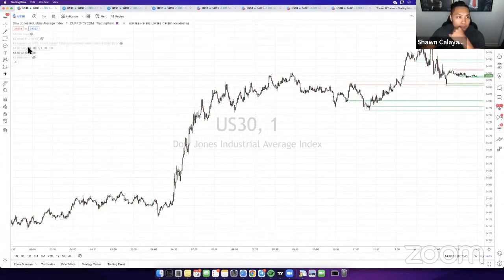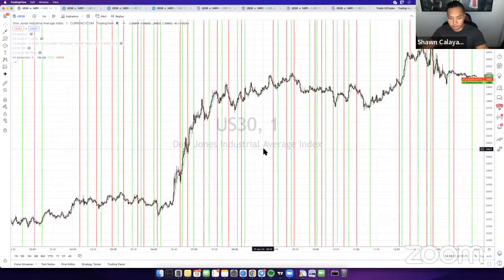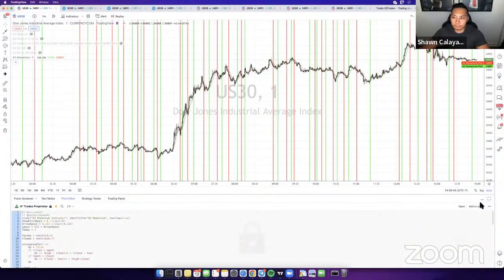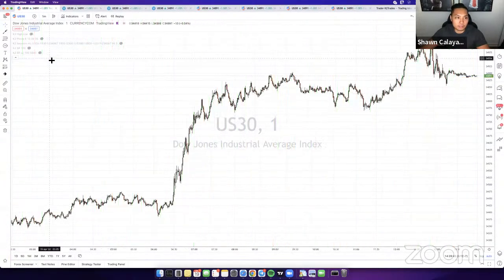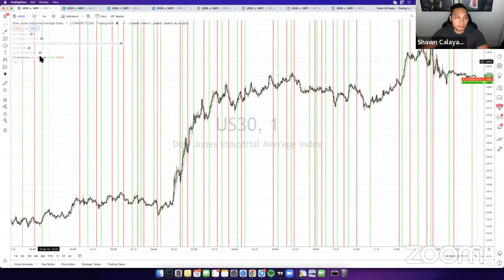Next indicator here is going to be the K2 momentum indicator. This is going to be the most important indicator. So, you guys know exactly what this indicator does. It identifies momentum swings in the market, right? So it identifies momentum swings in the market. Sorry, let me put that back on. Momentum swings in the market.